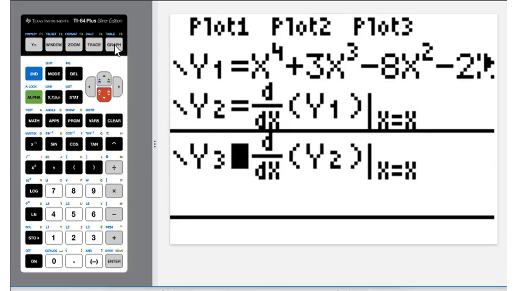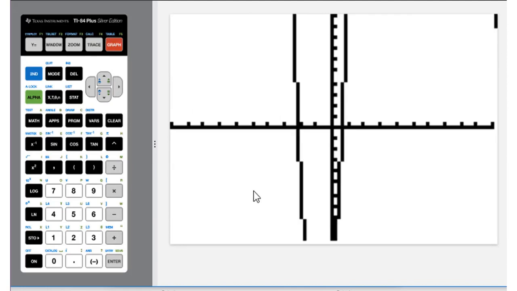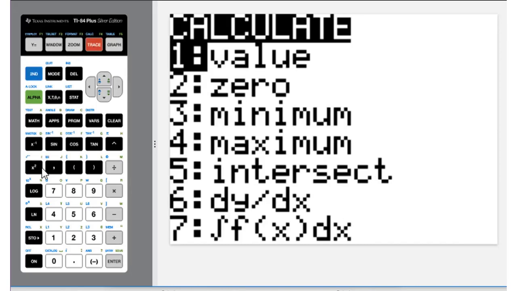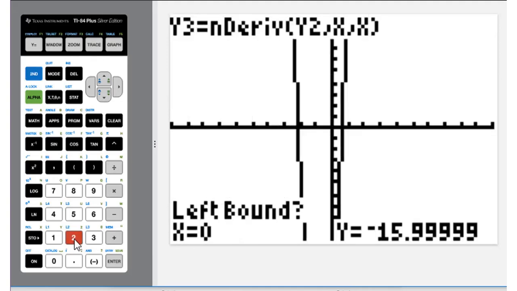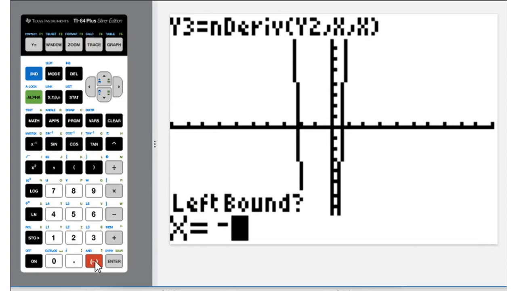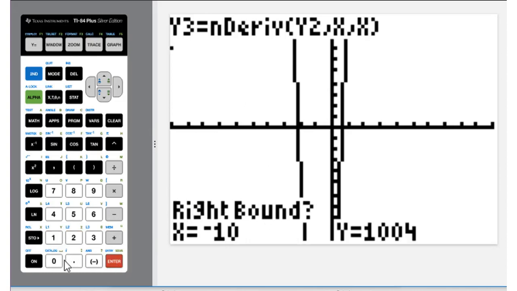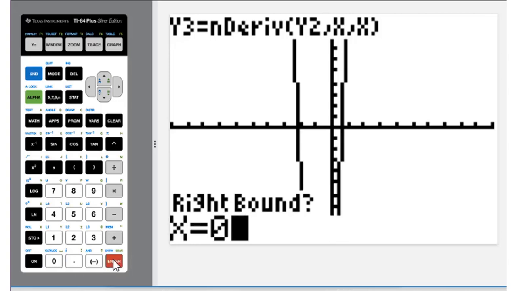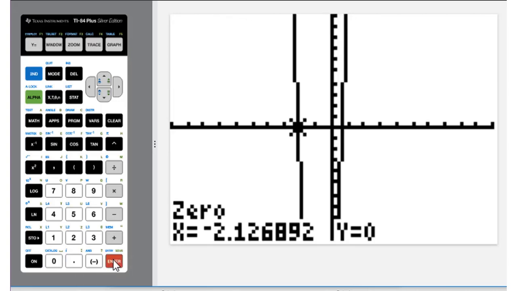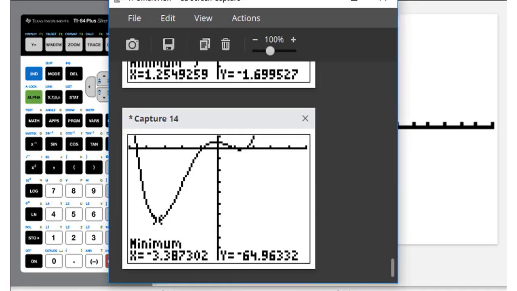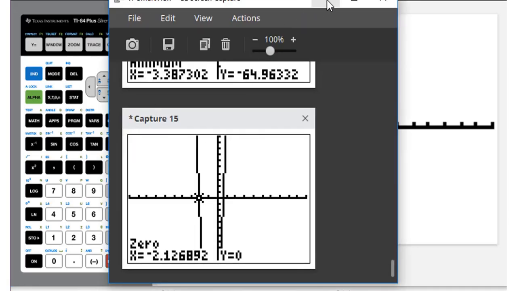This time, the graph only shows y3. I'm looking for these two zeros. So we do second trace, look at the 2, zero. 1 will be left bound, that's -10. I set up the standard window. Right bound is 0. Enter. Enter. So we got inflection.